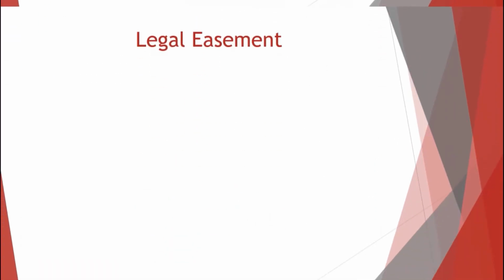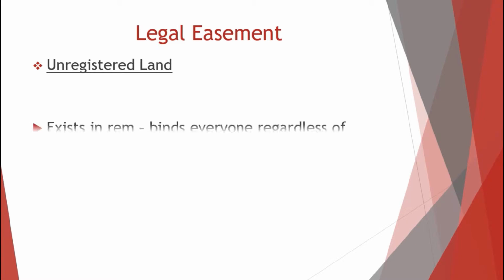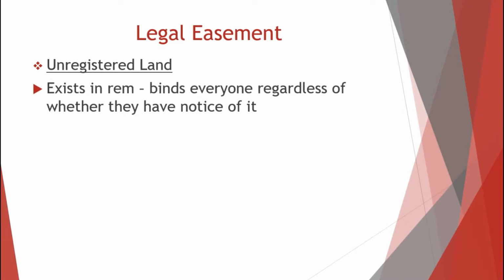So, the first is a legal easement. In the case of unregistered land, it is not registered and will bind third parties because it exists in rem, which means that it binds everyone regardless of whether they have notice of it.